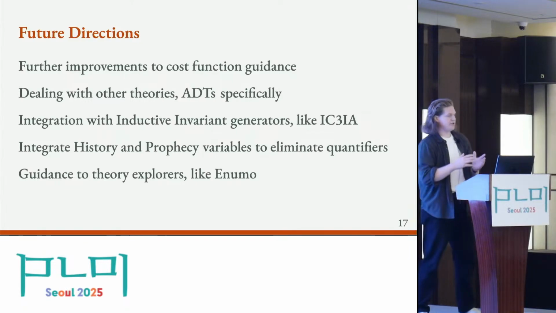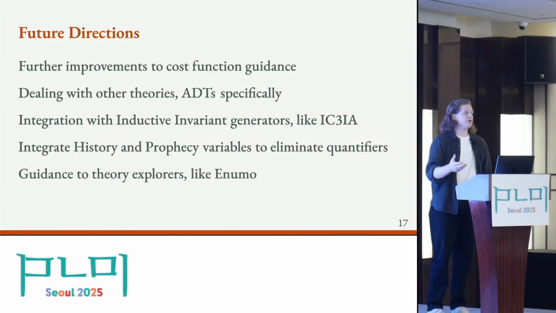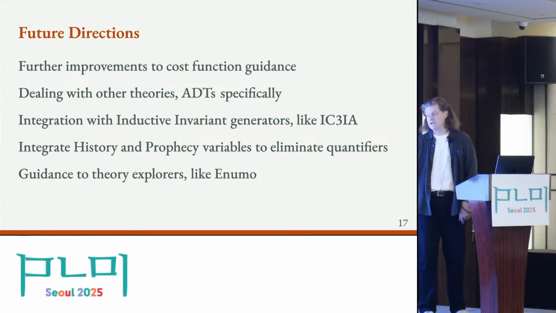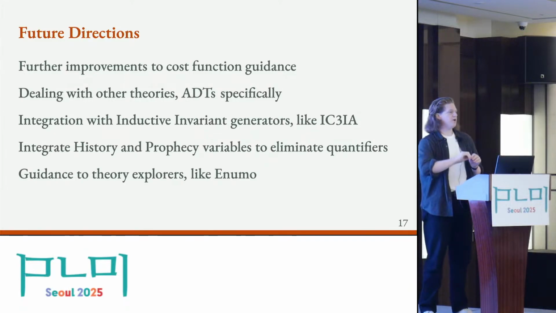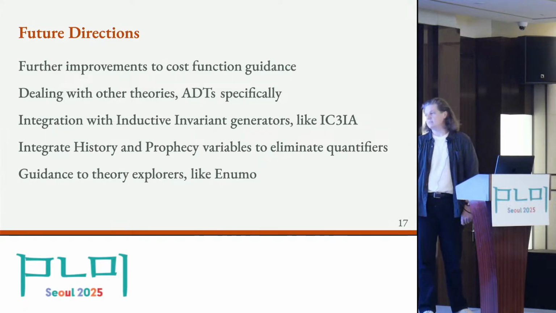So we could do a bounded proof up to some depth, and then using the instantiations that we found to get a bounded proof, we might be able to supply guidance to an unbounded proof generator in the case of inductive invariants. And then we could integrate history and prophecy variables. This is some of my previous work, a kind of quantifier elimination technique. But I haven't implemented that yet in Yardbird.